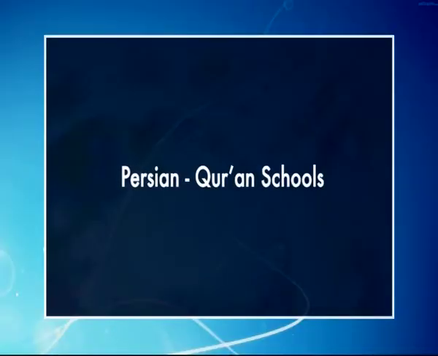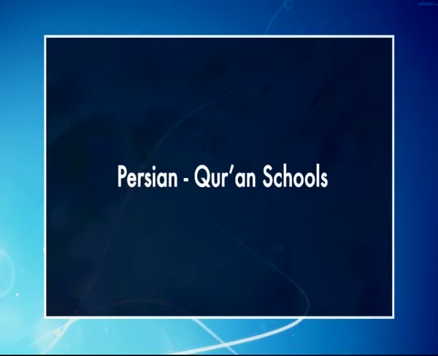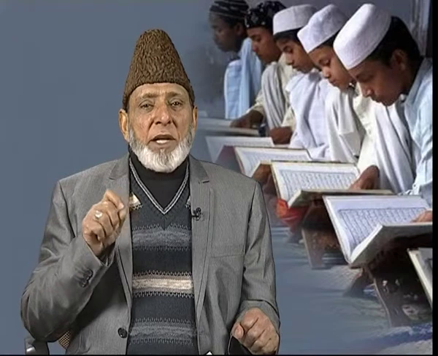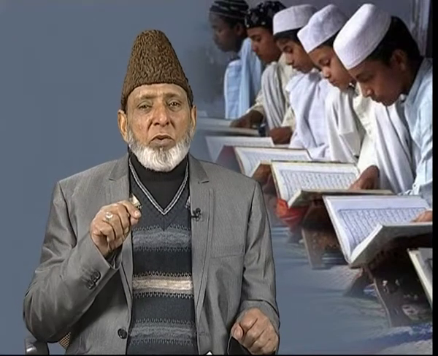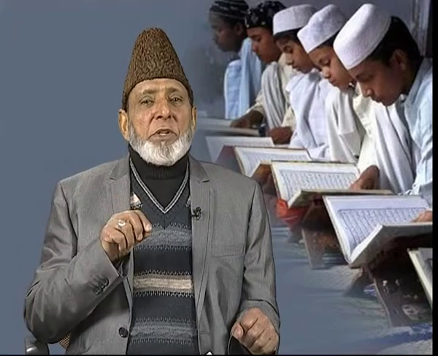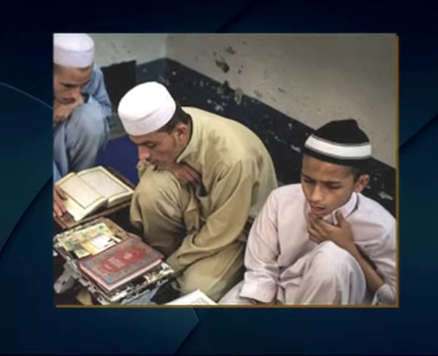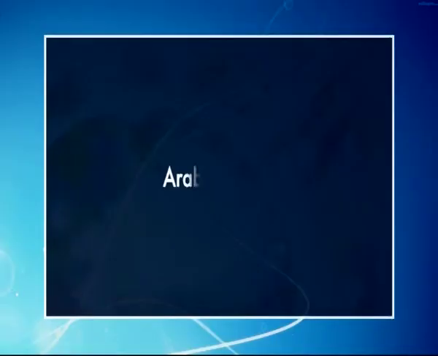The third type of Maktaba was known as Persian Qur'an schools. Such schools combined features of both the Qur'an schools and the Persian schools. The students used to learn the Qur'an by heart and also learn its translation in the Persian language. The fourth type of Maktaba was known as Arabic school.